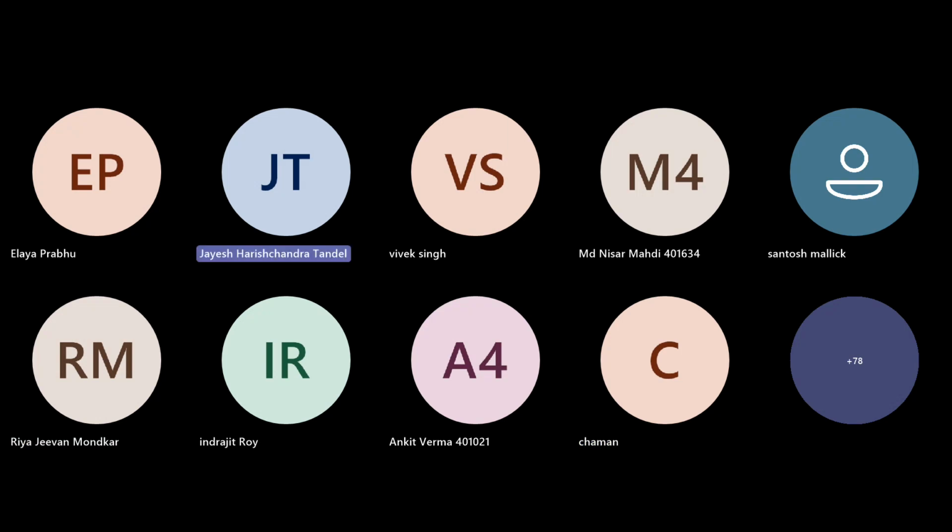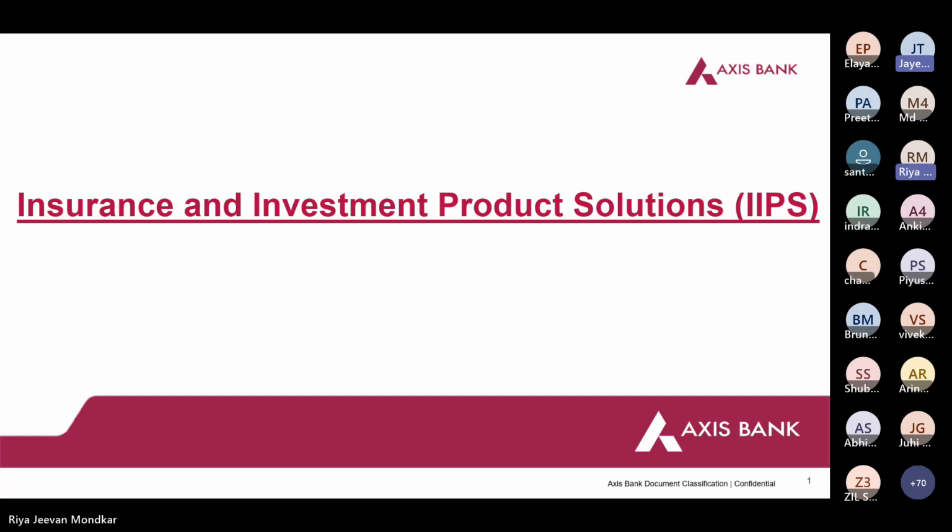Under distribution mode, every time you have to generate a physical application, an AMC application, from the system, you have to get the customer signature, you have to attach his check, and you have to submit it to the AMC.